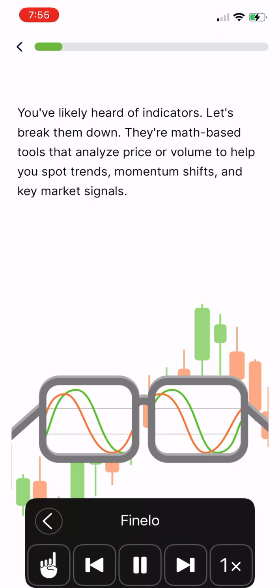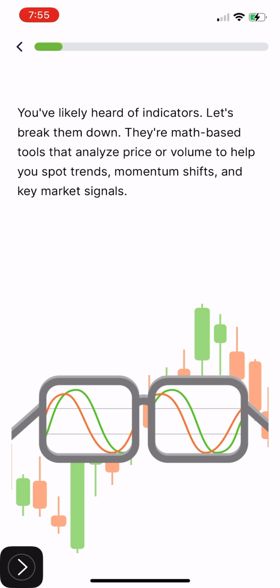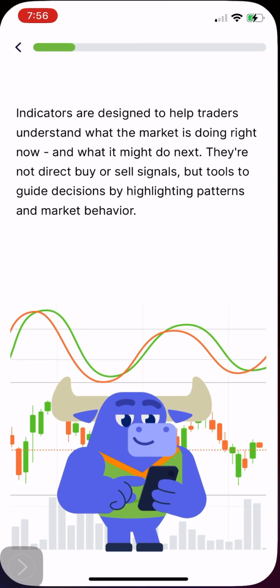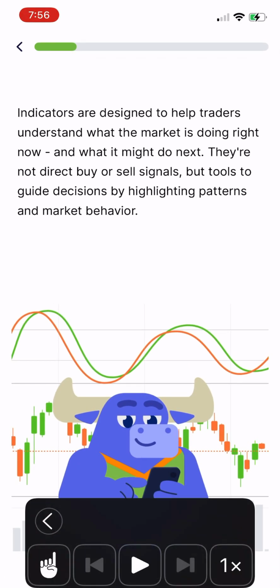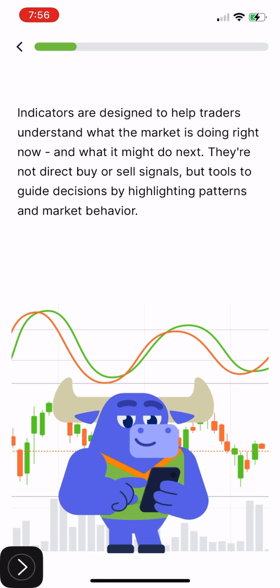You've likely heard of indicators. Let's break them down. They're math-based tools that analyze price or volume to help you spot trends, momentum shifts, and key market signals. Indicators are designed to help traders understand what the market is doing right now, and what it might do next. They are not direct buy or sell signals, but tools to guide decisions by highlighting patterns and market behavior.